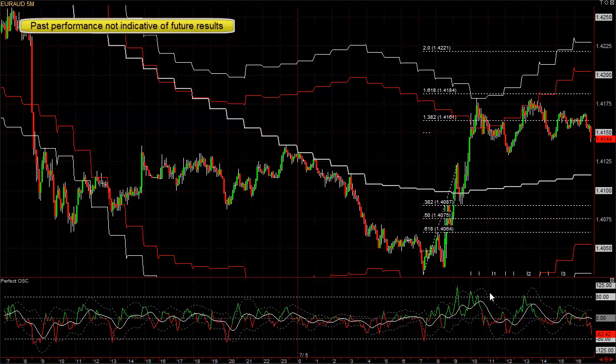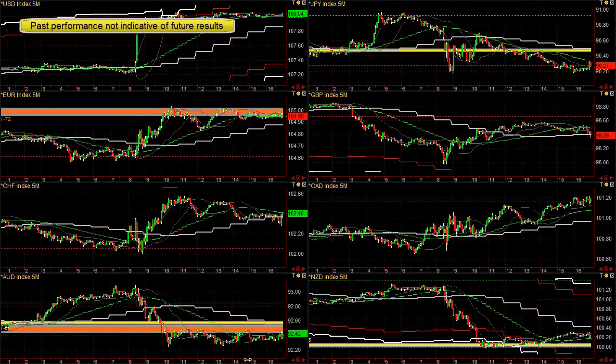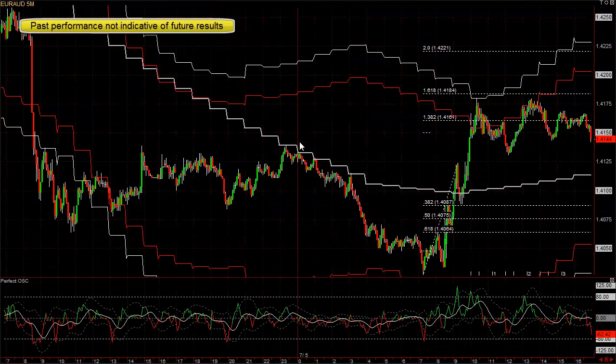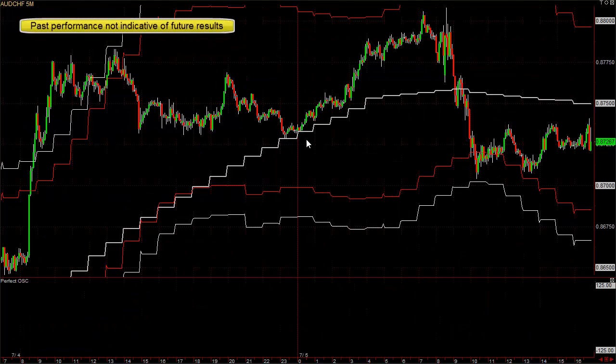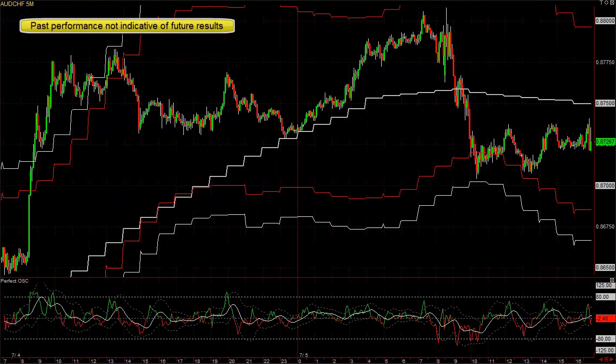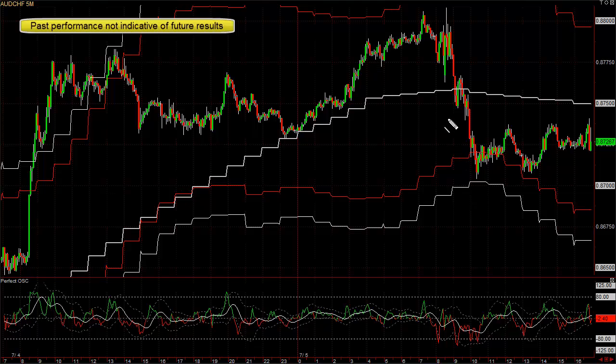Perfect oscillator hits the plus 80, and then buy it again on a pullback. So that was one excellent example. Now we know the euro and the Swiss was going up, so you could have also sold the Australian Swiss, especially at 9:30, and you can see this one did the exact opposite.